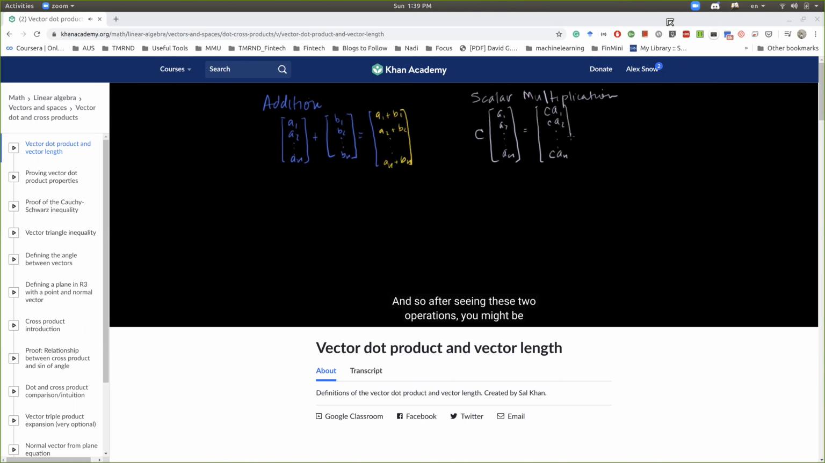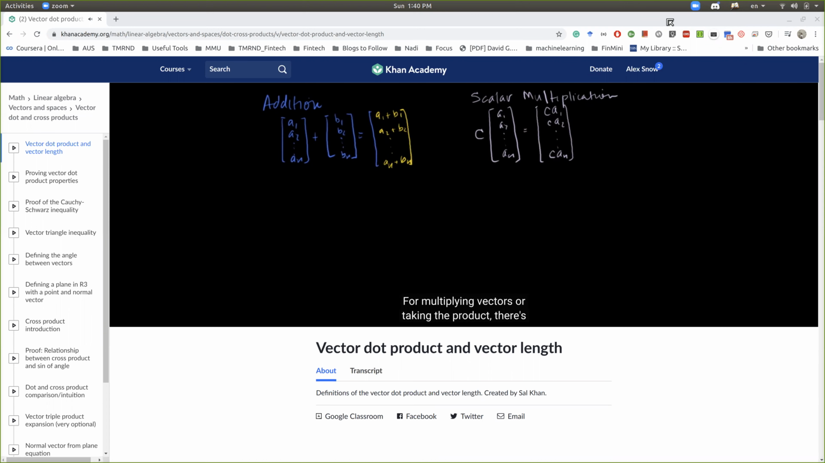And so after seeing these two operations, you might be tempted to say, gee, wouldn't it be nice if there was some way to multiply two vectors? This is just a scalar times a vector. You're just scaling it up, and that's actually the effect of what it's doing if you visualize it in 3 dimensions or less. It's actually scaling the size of the vector. We haven't defined size very precisely just yet, but you understand at least this operation.